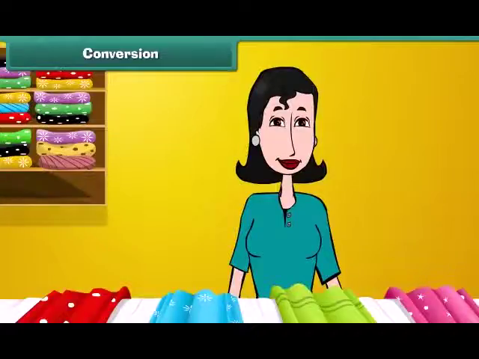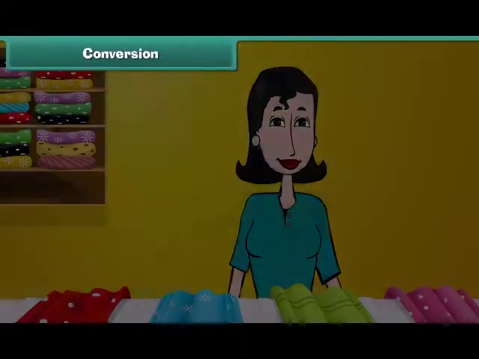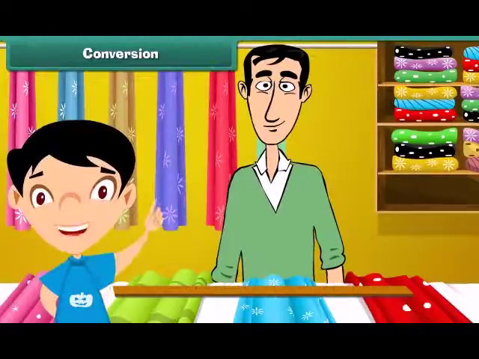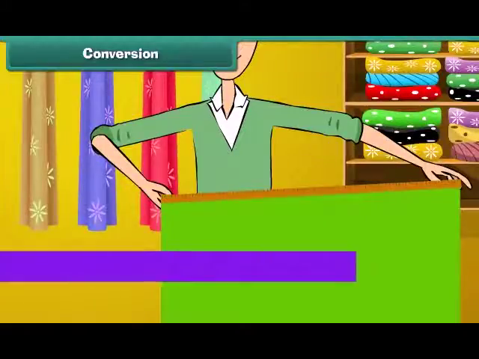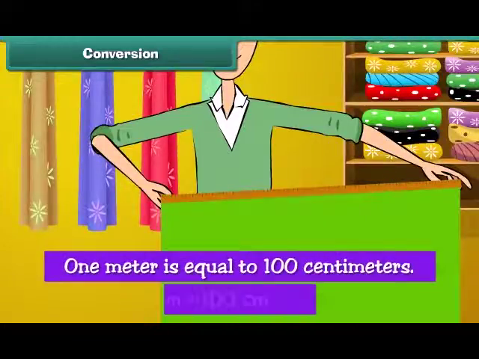Your mother is in the market to buy shirt cloth. Can the shopkeeper measure a shirt piece with a ruler? Yes, he can measure, but the work would be tedious and time-consuming. He measures it with the help of metric tape. It will take less time and less effort. 1 meter is equal to 100 centimeters.